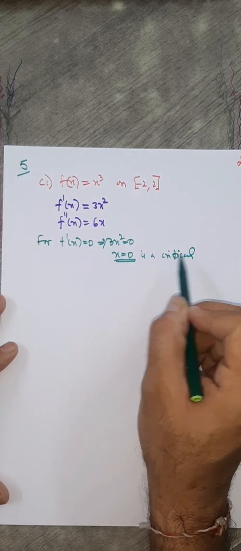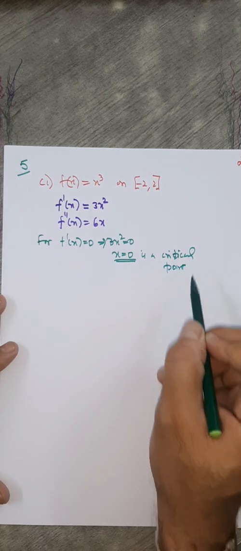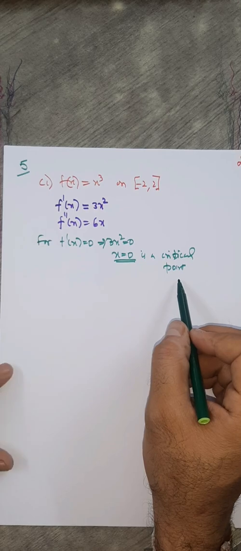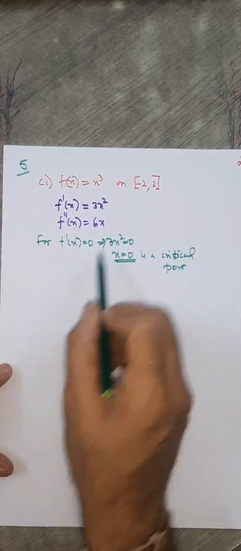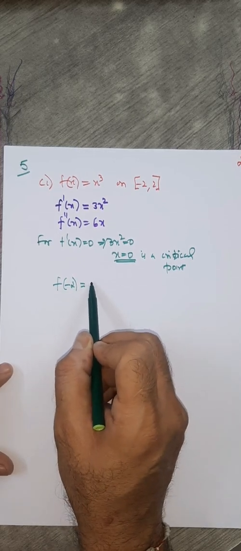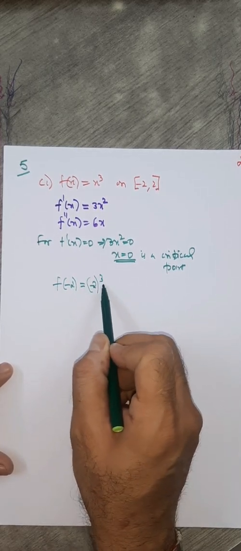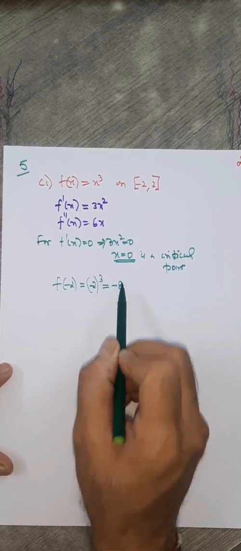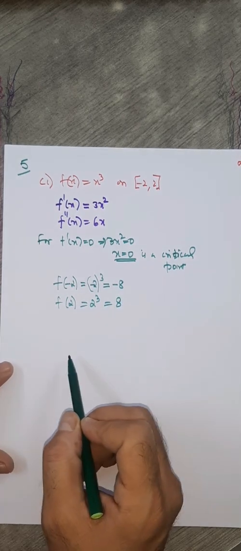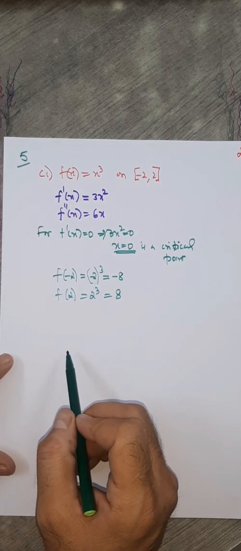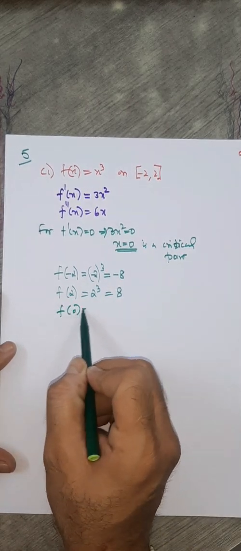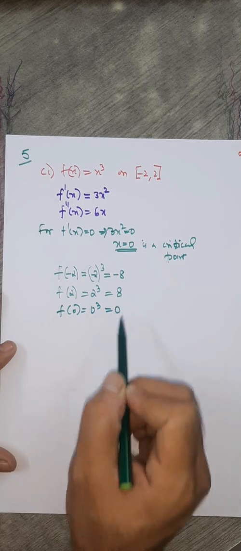Critical point here. Critical point means what? Either it has local maxima or local minima. Now when a function is defined on an interval, you need to get the values at these two endpoints. What is f of minus 2? Minus 2 whole cube, so it will be minus 8. And what is f of 2? It will be 2 cube, which is 8. And at the critical point, the value of the function, that is 0 cube, will be 0.